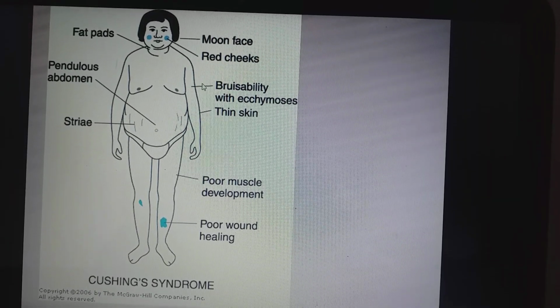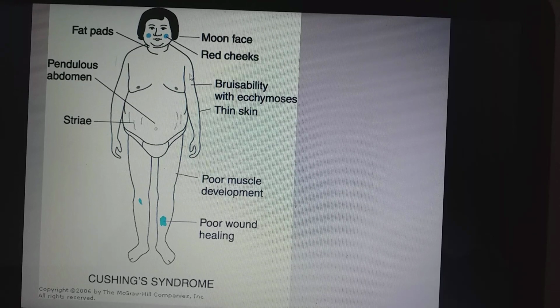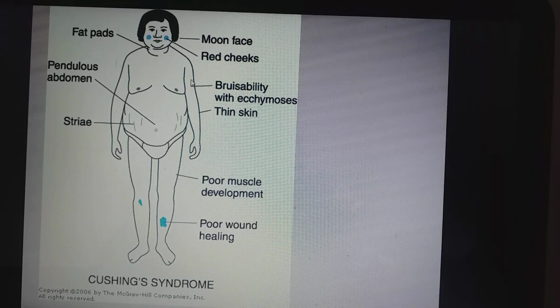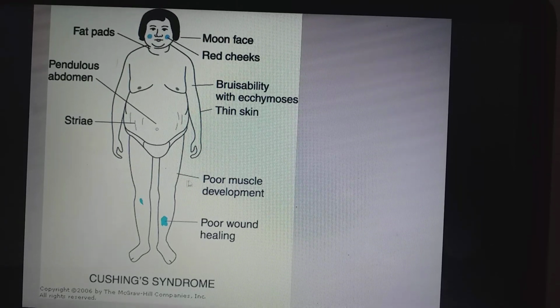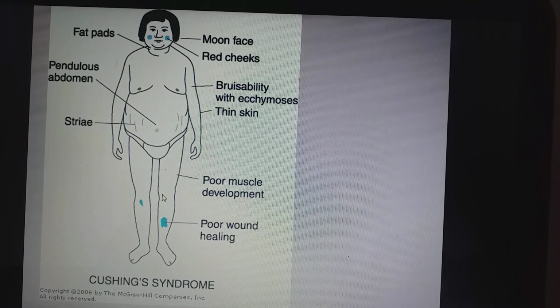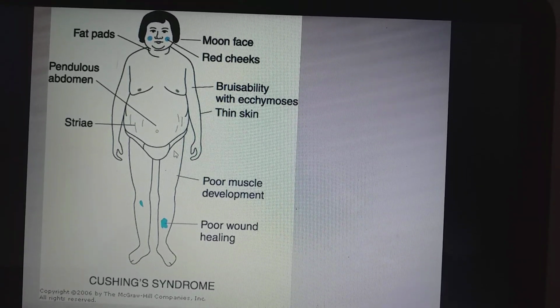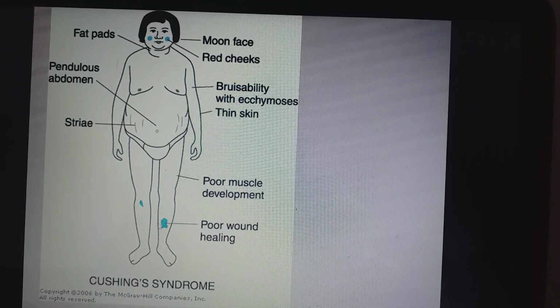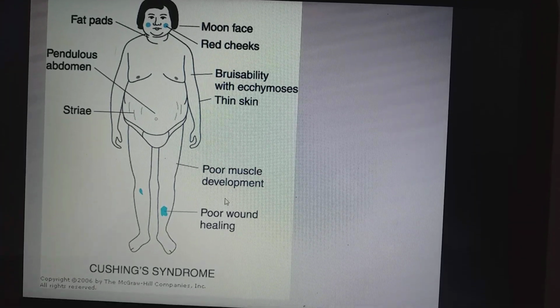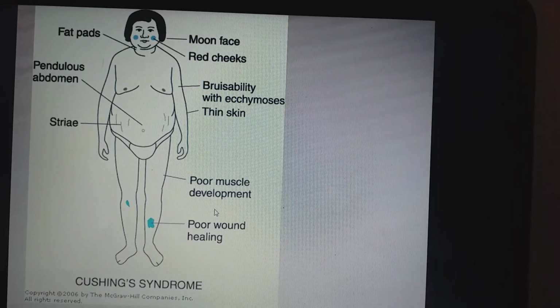So when you hit over the skin, there could be some bleeding under the skin, showing some ecchymotic patch, right? And the muscles become very poor. Why? Due to increased protein catabolism in the muscles. And due to the immunosuppression, the patient can have poor wound healing. These are the symptoms and signs of Cushing syndrome.